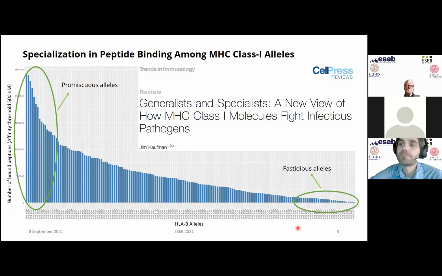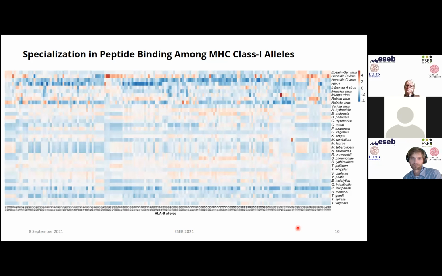So we have analyzed the proportion of bound peptides by each allele from each pathogen. And we have normalized these values so that different alleles will be comparable to each other. And here is a heat map that summarizes our results. Now, again, in this axis, we can see the alleles, and here are the 36 different pathogens in our data set.